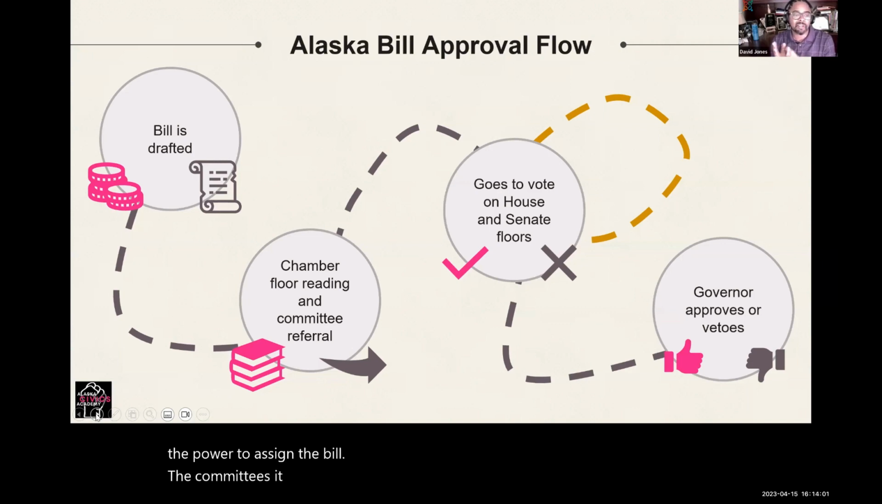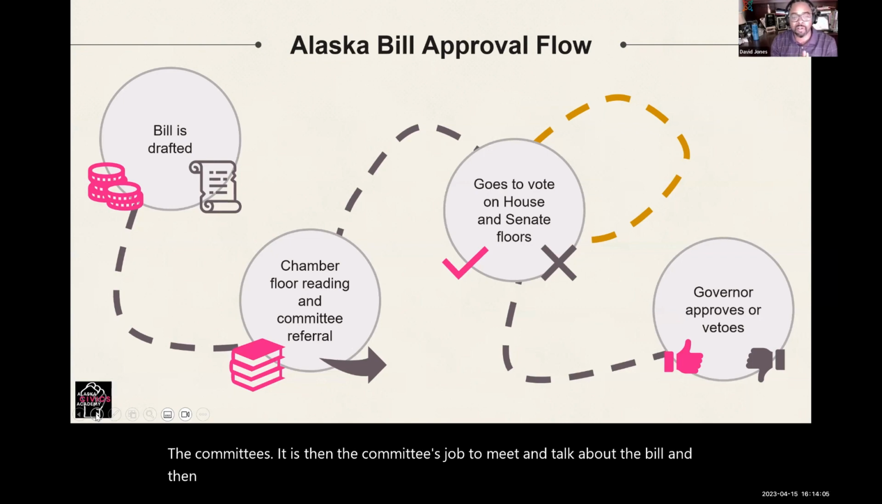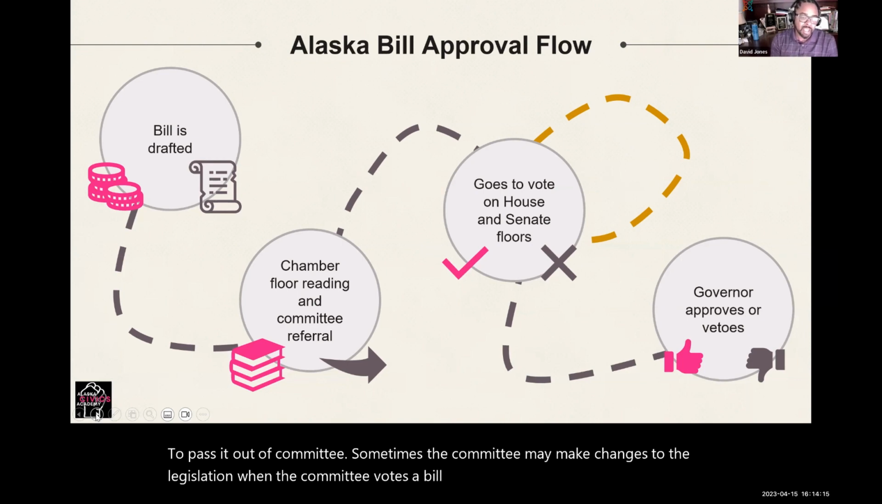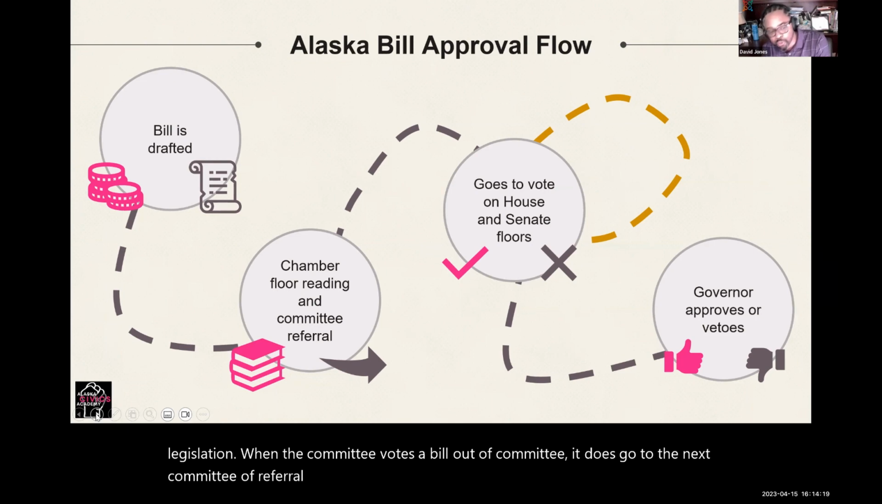It is then the committee's job to meet and talk about the bill and then decide whether or not to vote to pass it out of committee. Sometimes the committee may make changes to the legislation. When a committee votes a bill out of committee, it goes to the next committee of referral and goes through that same process all over again.